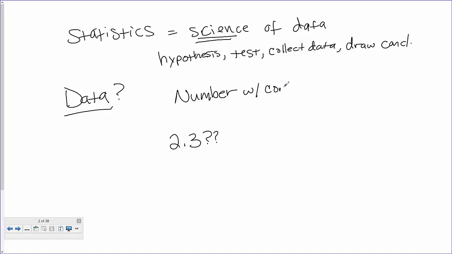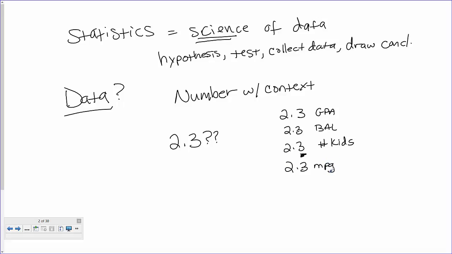So you have to have a number with context in order to have data. Start putting context in here. Is 2.3 your GPA? Is 2.3 your blood alcohol level? Is 2.3 the number of kids in the average family in your family? I don't know how you get 0.3, but there's always a decimal point on there because you're averaging. But really, is 2.3 the number of miles per gallon that your truck gets? You start putting these things in, and they mean completely different things.